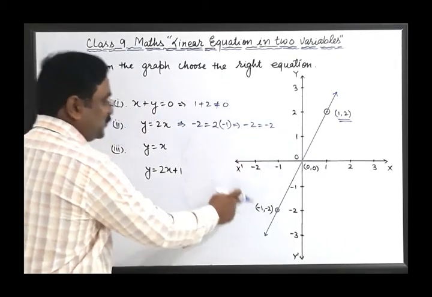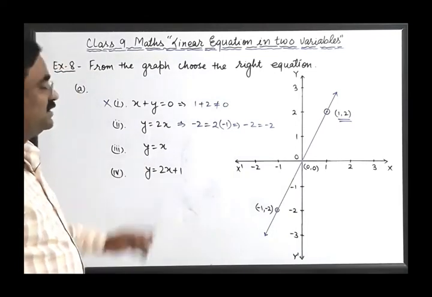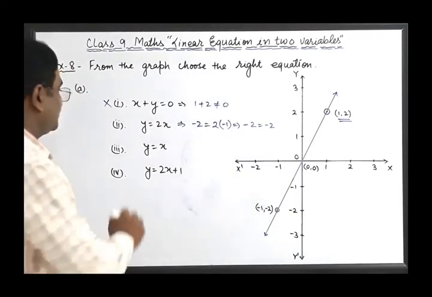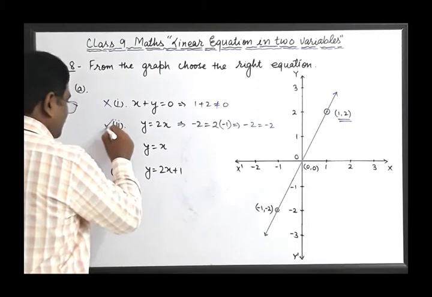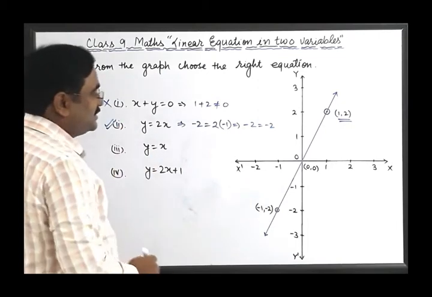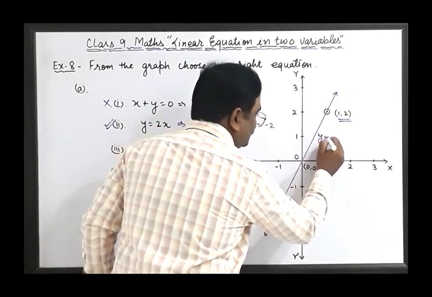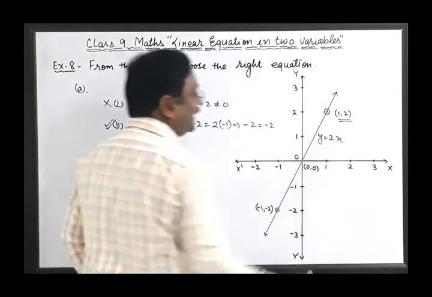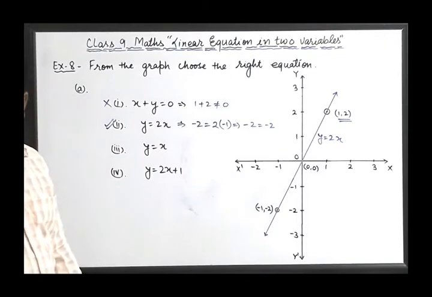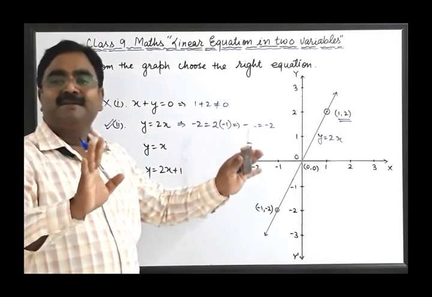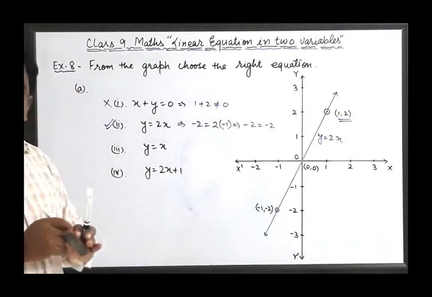It means this point is also satisfying this equation. So our answer is y is equals to 2x, the equation of this given line. Y is equals to 2 of x. Right children, if there is any problem, you can query it.